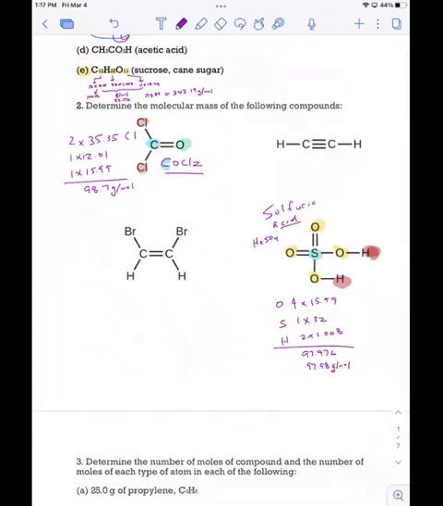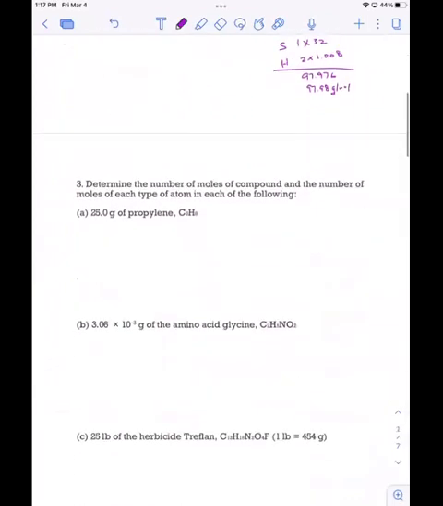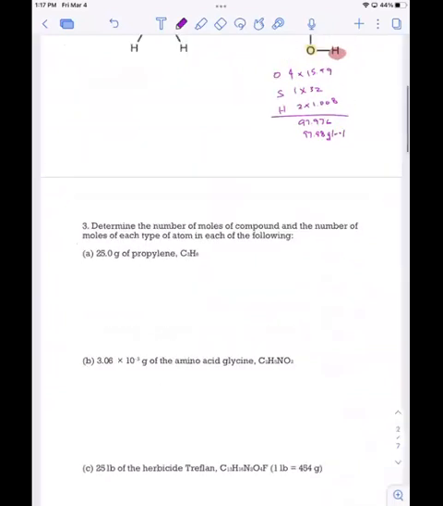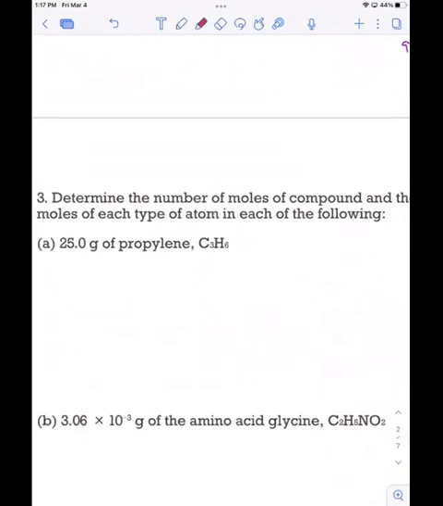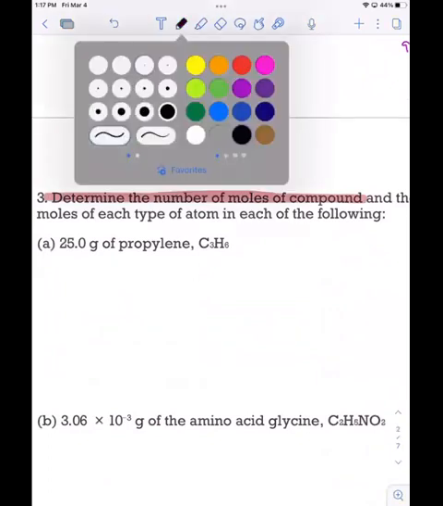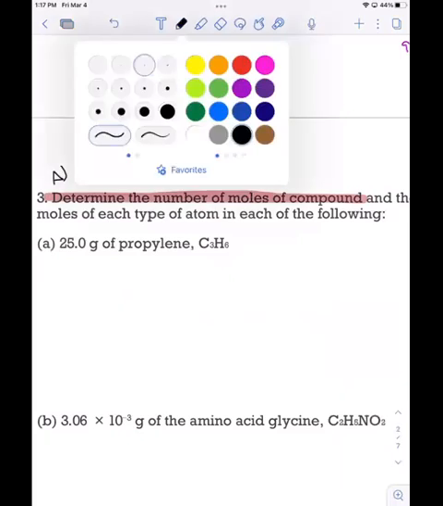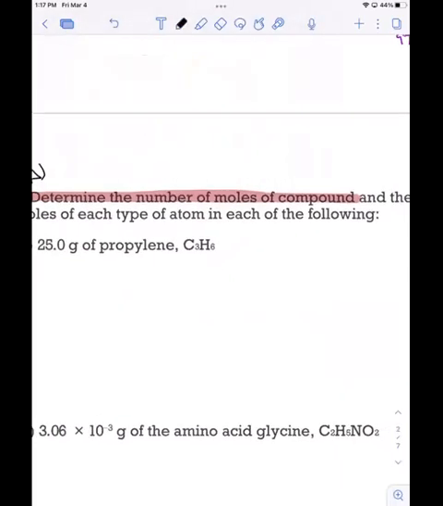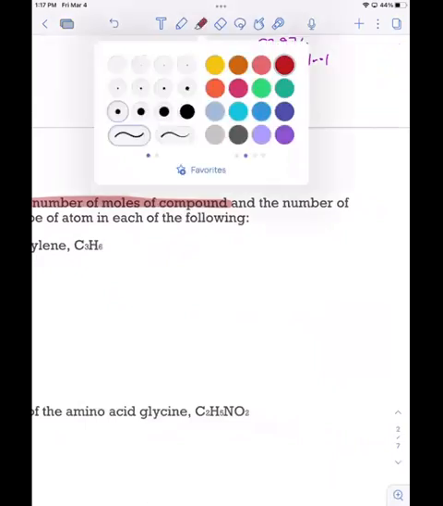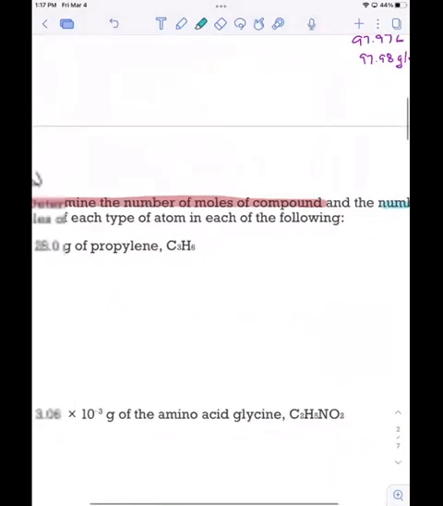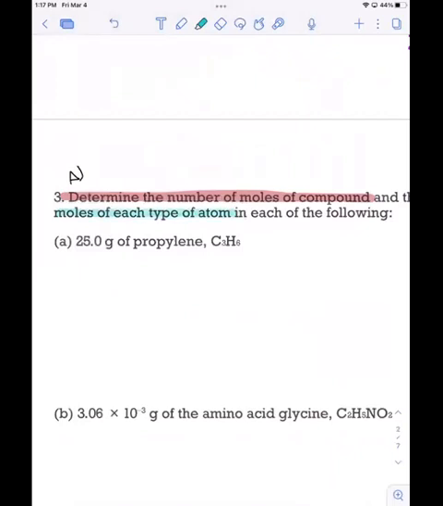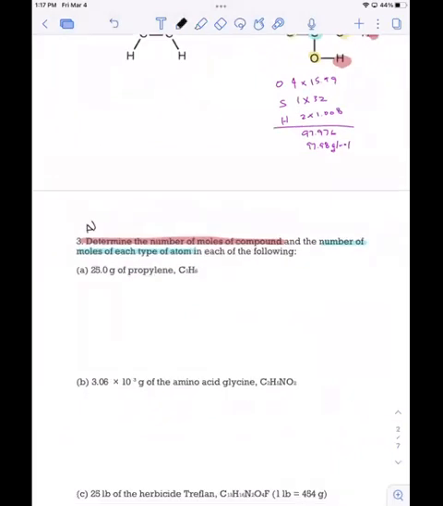So now we're gonna go back and do a couple of examples that are a little bit more involved. Look at what it's asking. Determine the number of moles of compound. That's part A. It's a two-part problem. And then B is the number of moles of each type of atom. First, the number of moles of compounds. Second, the number of moles of each type of atom.